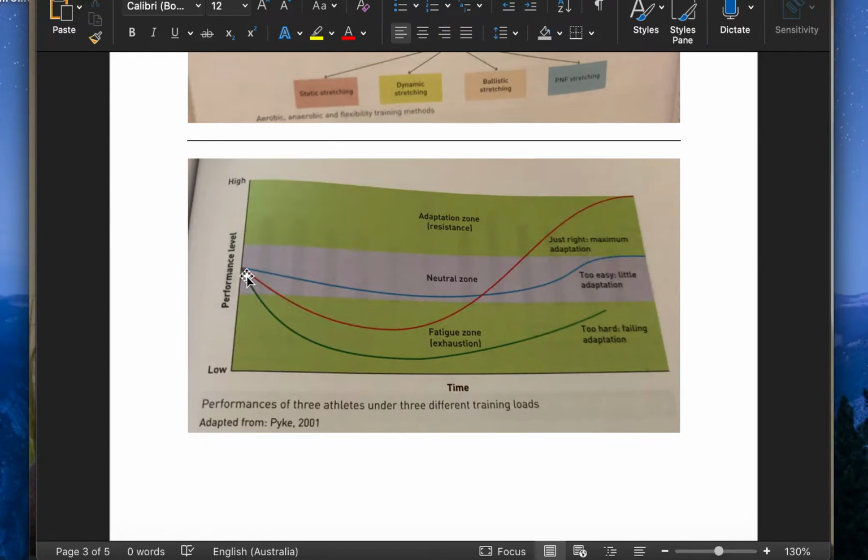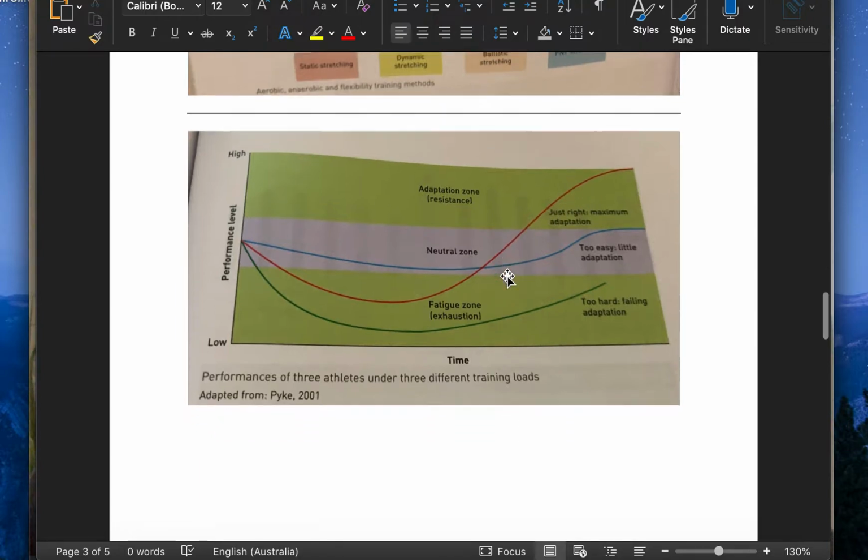Whereas this athlete here had the perfect amount of adaptation and overload because they had the decrease of performance during the initial phase of just increasing resistance. And then when they tapered off, their peaking showed that they had great adaptation, maximum adaptation, because they had just the right amount of change.